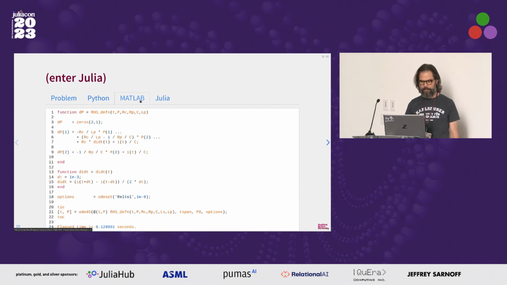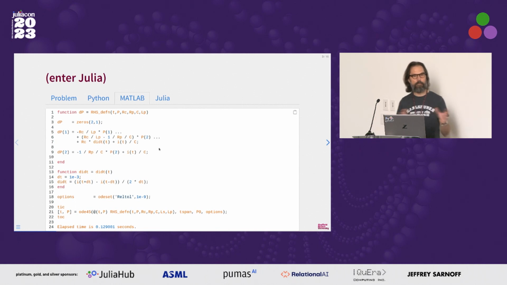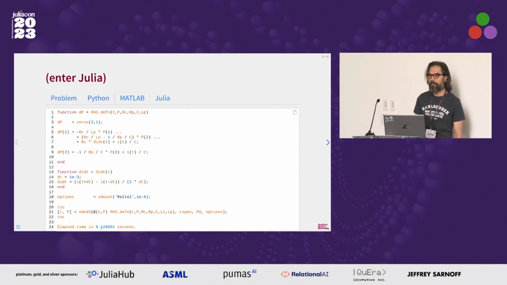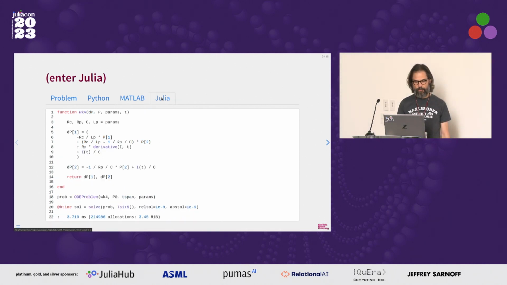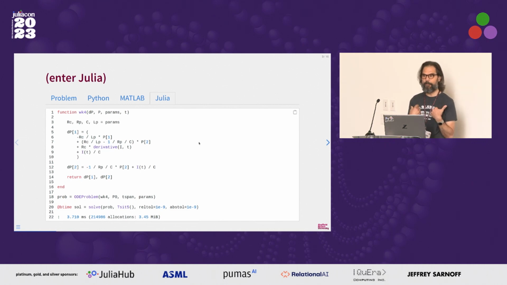And in MATLAB, that looks like this. We all know how to solve ODEs, I guess, more or less. So MATLAB is considerably faster, with 130 milliseconds. And in Julia, not only does the code look a lot nicer, in my view, it's also quite a lot faster, with 3.7 milliseconds.